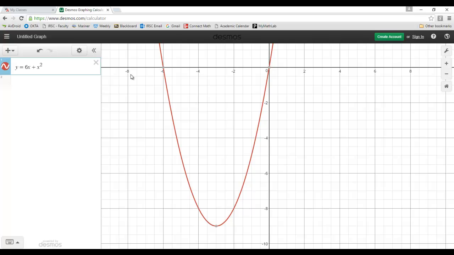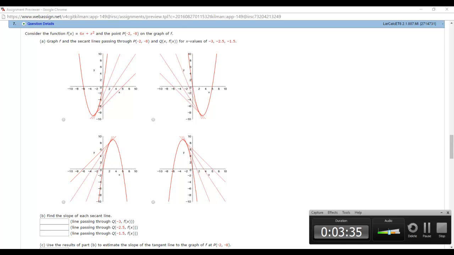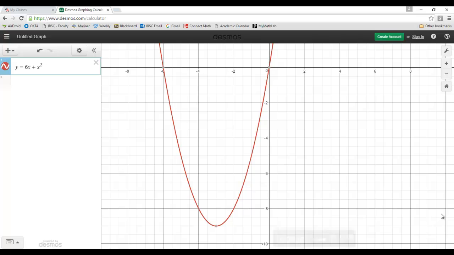Okay, now let's see what the assignment asked us to do here. Okay, so I have this function and the point -2, -8. So let's go ahead and graph -2, -8. Oh, that's the wrong one. Let's minimize that. All right, -2, -8. All right, so there is the point in question. We want to eventually find the tangent line through that point. All right, well, we don't have the tools of calculus yet, so we're going to use the tools of algebra to approximate, and actually we're going to find the slope of that tangent line by using secant lines.